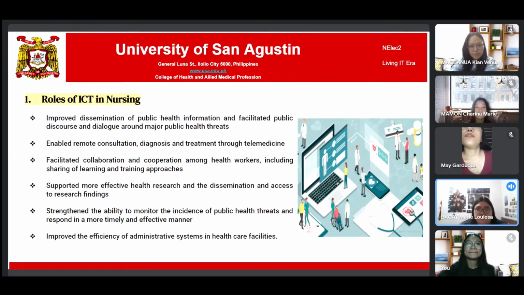Next would be supported more effective health research and the dissemination and access to research findings. Next is strengthened ability to monitor the incidence of public health threats and respond in a more timely and effective manner. And lastly, improved efficiency of administrative systems in healthcare facilities. So to sum it all up, this translates into saving lives and resources and direct improvements in people's health.